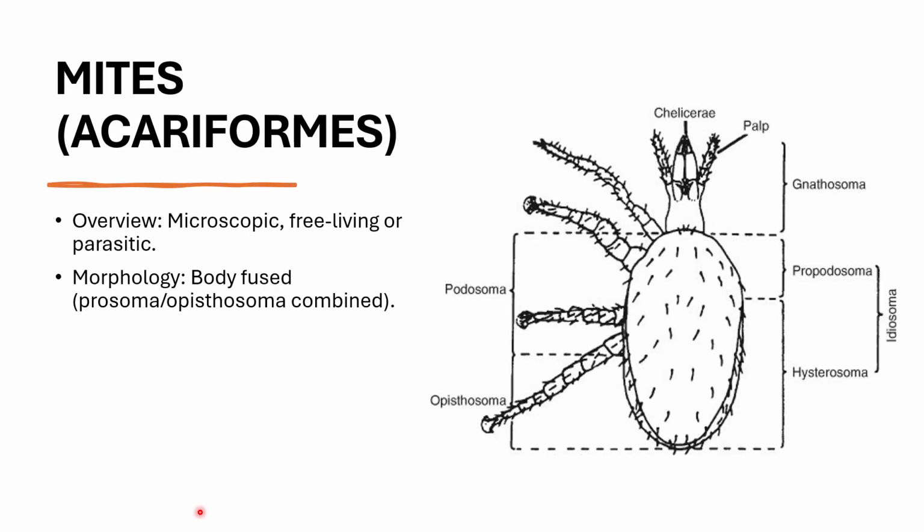Mites belong to the superorder Acariformes. They are microscopic and can be free-living or parasitic. In terms of their morphology, they have the same morphology as that of the ticks. Their body is divided into two segments: the gnathosoma or the capitulum, and the idiosoma.